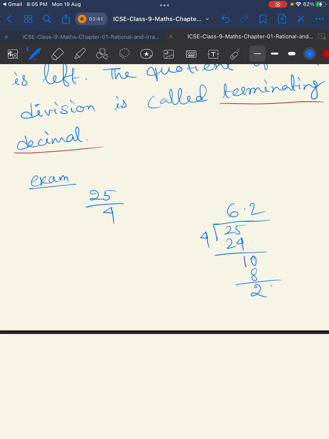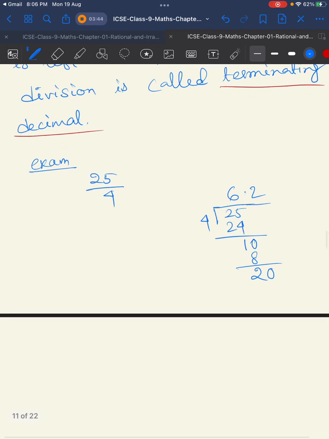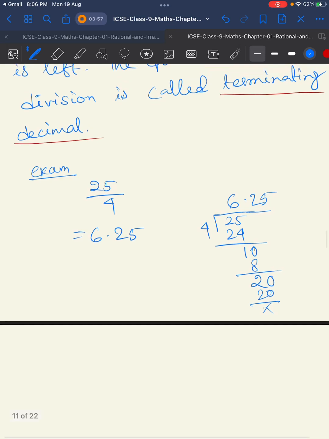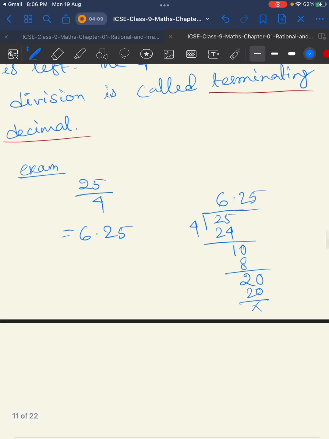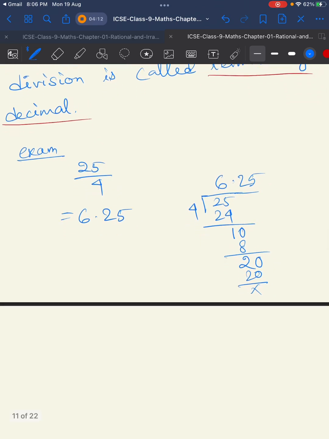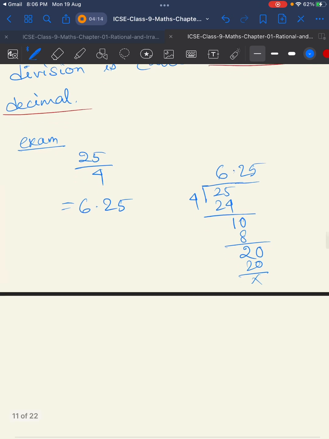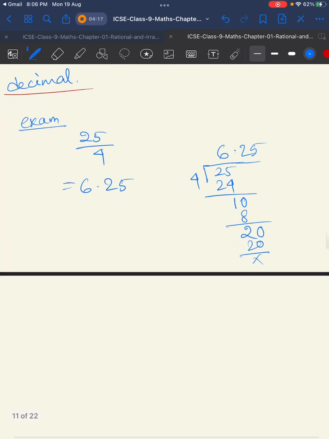Then for the point we get 0. Now 4 fives are 20. So the quotient is 6.25. Here you see this division is exact and no remainder is left. So such a quotient is called a terminating decimal. The quotient of such division is called terminating decimal.